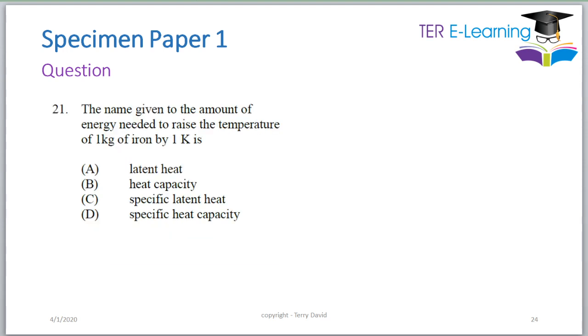Number 21. Right, so the name given to the amount of energy needed to raise the temperature of 1 kilogram of iron by 1 degree, right? Basically they are telling us about specific heat capacity here. So the answer in this case is D, right? The definition for specific heat capacity is the amount of energy required to raise the temperature of 1 kilogram of a substance by 1 degree, right? So that is specific heat capacity that they are talking about.